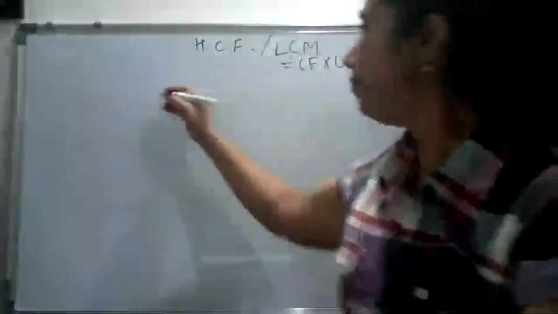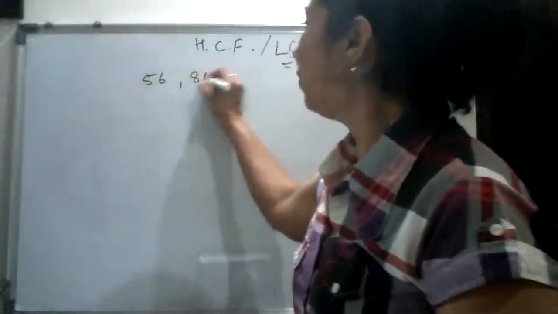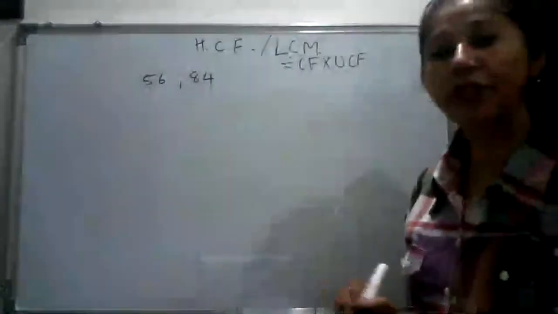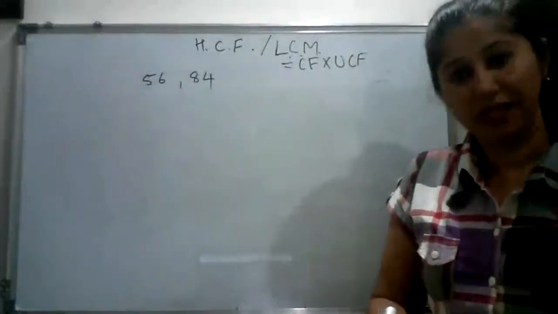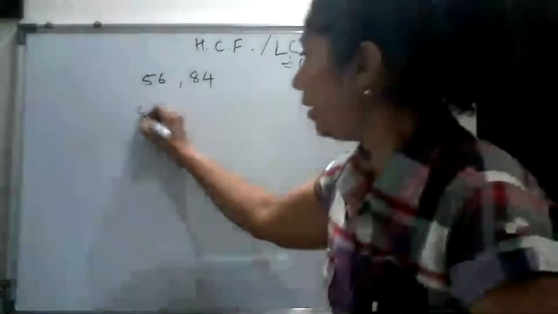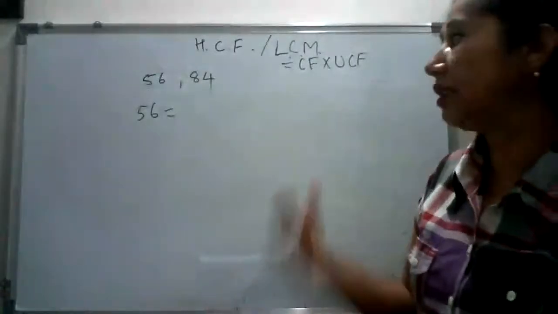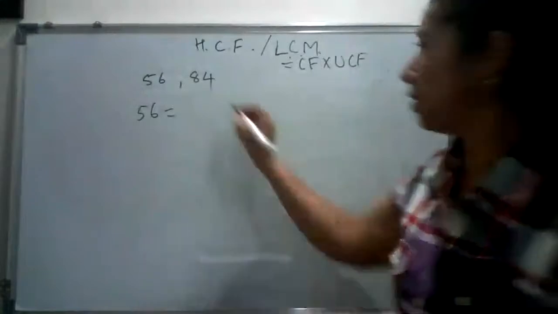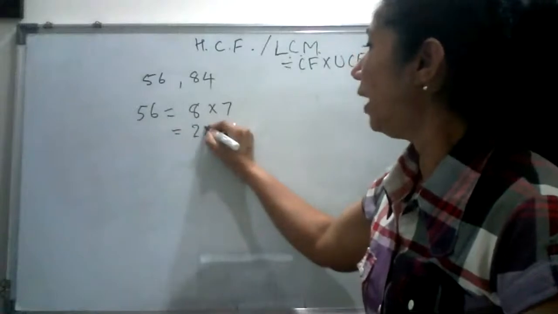Okay, I take down another question as 56 and 84. Okay, we are given two numbers, 56 and 84. We have to factorize them. Now again, if it comes to 56, I know I'm good with tables. I know it is 7, 8s are 56. So 8, 7s are 56. 8 is what?